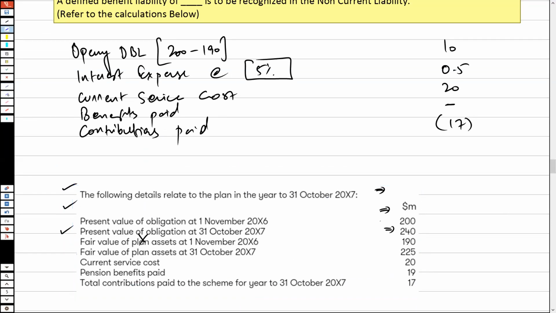Then what happens is there's a remeasurement gain or loss. I repeat, there's a remeasurement gain or loss that needs to be incorporated. Just wait a bit, please, 1 minute.